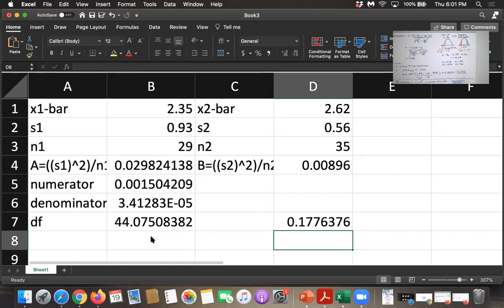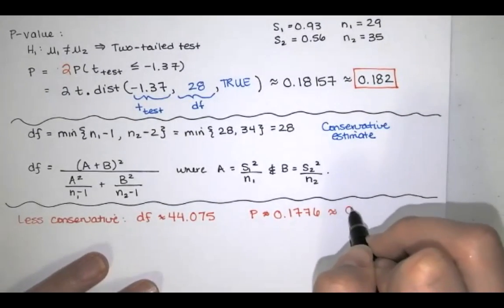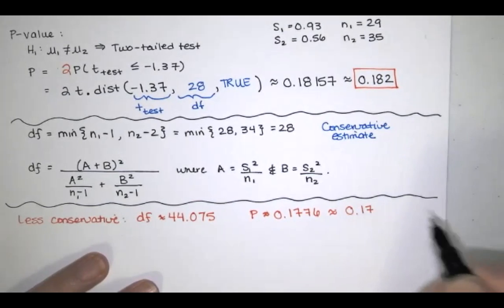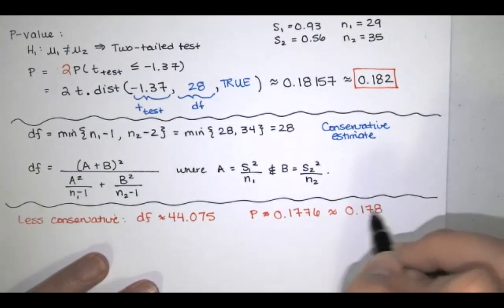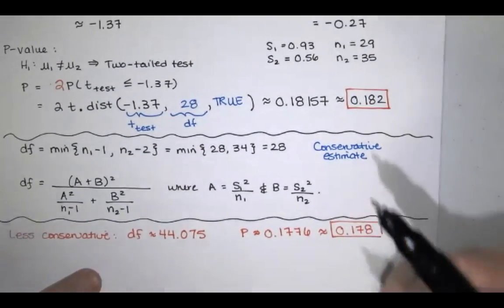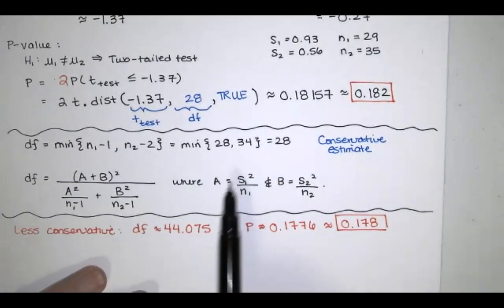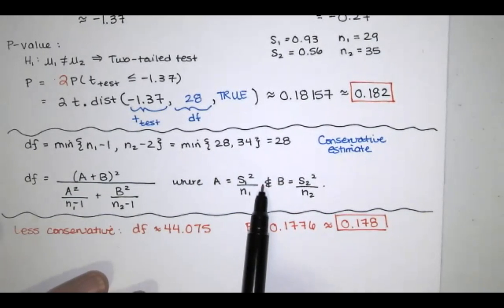And so in that case, our p-value is slightly smaller. Our p-value is approximately 0.1776. And if I round that p-value to 3 decimal places, I get 0.178. So notice it's just a little bit smaller than that because we are using this less conservative, more accurate value of the number of degrees of freedom.